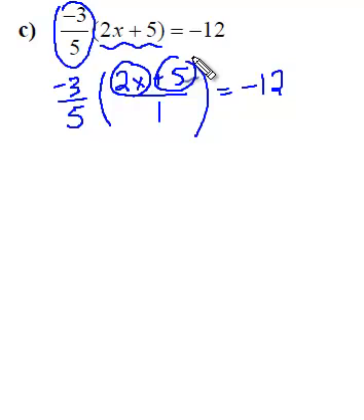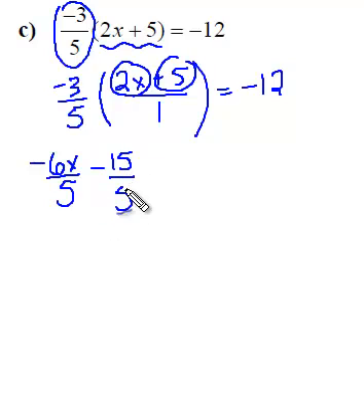Top times top, bottom times bottom. Negative 3 times 2x leaves me with a negative 6x. 5 times 1 gives me 5. Negative 3 times positive 5 gives me a negative 15. And 5 times 1 is 5, all equal to negative 12.